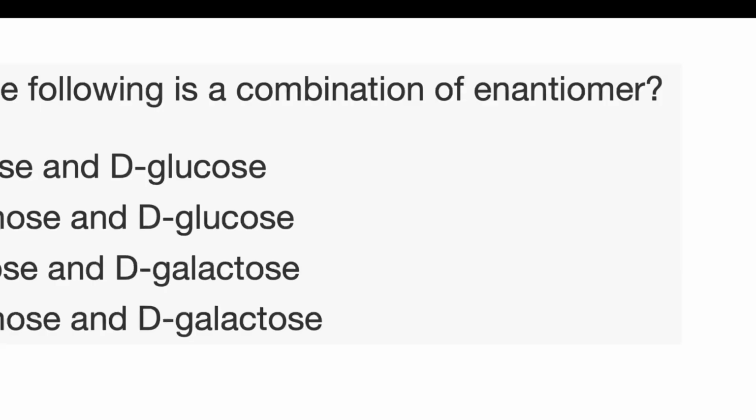So there are four options here. I would request all the participants to participate in this question answer. You can post whatever you think your answer is in the chat box. I'll be following the chat box in a minute. Let us give some time for everyone to post their answers, and once I've collected all the answers, I'll reveal the correct answer to this question. Which of the following is a combination of enantiomer? I'll wait for a minute and collect some answers.